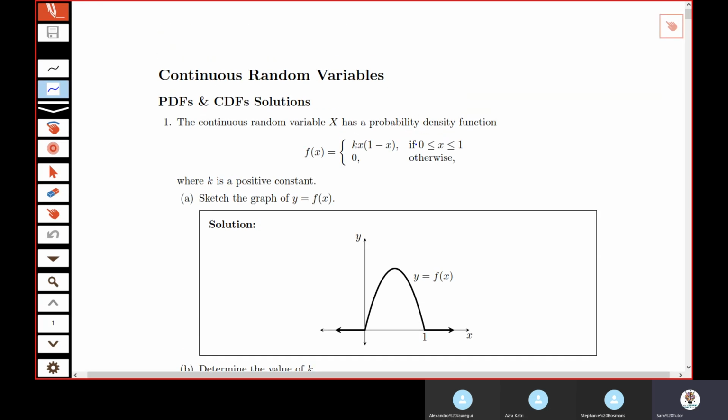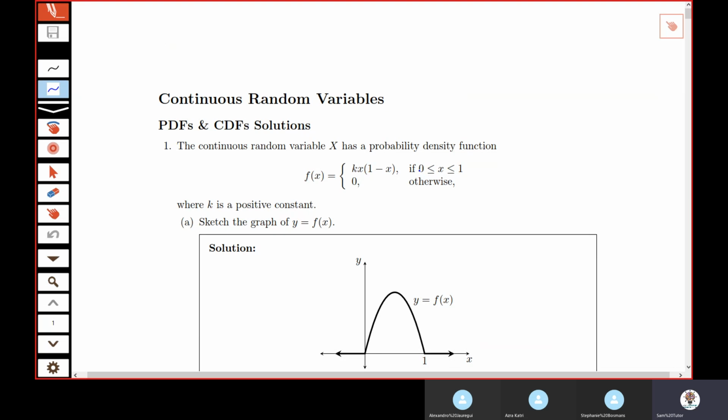CDFs and PDFs. Okay, so in this case we've got the continuous random variable x, which has a probability density function, f of x, being kx(1 minus x), as long as x is between 0 and 1. So it's some sort of parabola with k unknown. And for any other x value, it would be 0, and this is always the case. Maybe that's something we've got to emphasize. This would always be the case.